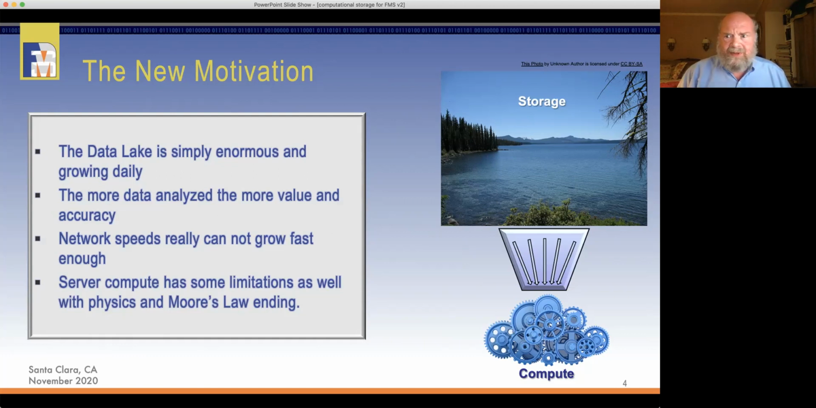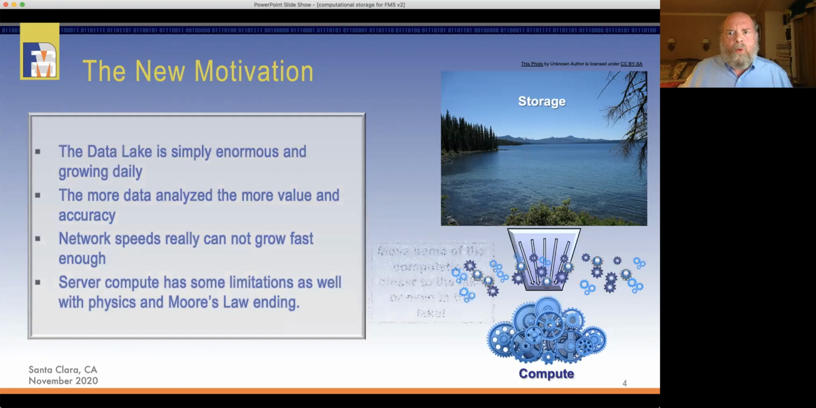The social media texts and all of the pictures and the videos comprise a lot of that lake, but it's not just that. It's businesses who have cameras that are looking for security. There are cameras that are going in manufacturing lines to look for defects, and there are lots of different types of data, a lot of it unstructured, that is going into that lake. And the network speeds really cannot grow fast enough. And the server compute, as we said before, has some limitations.